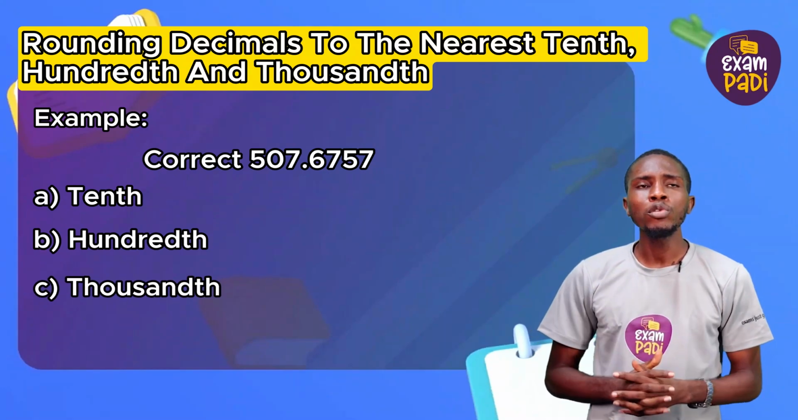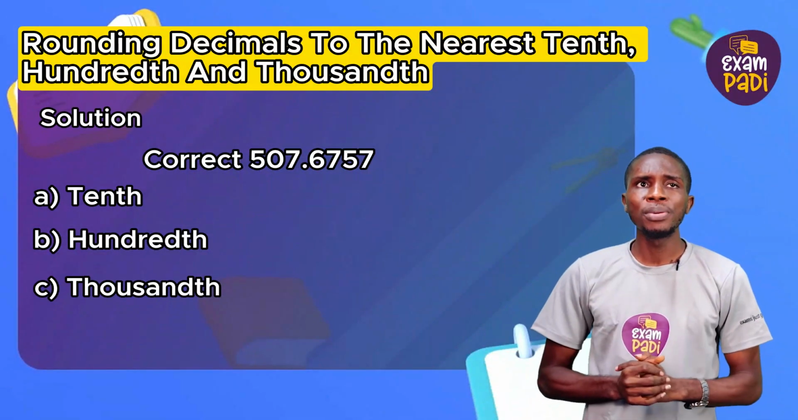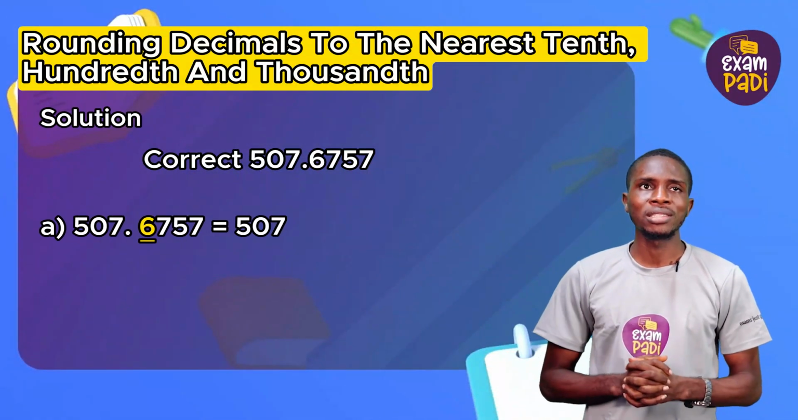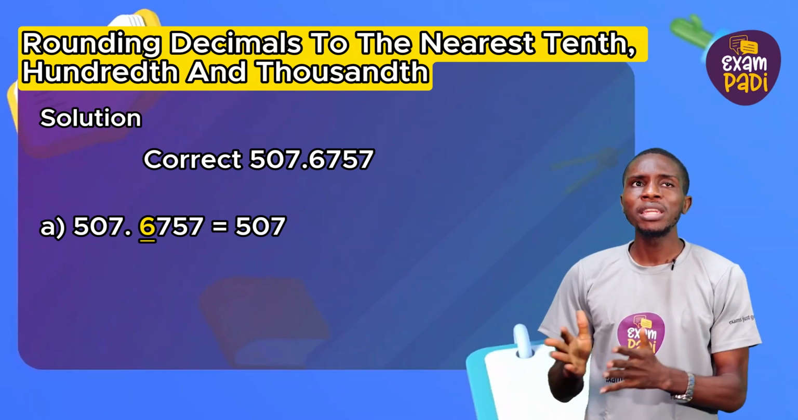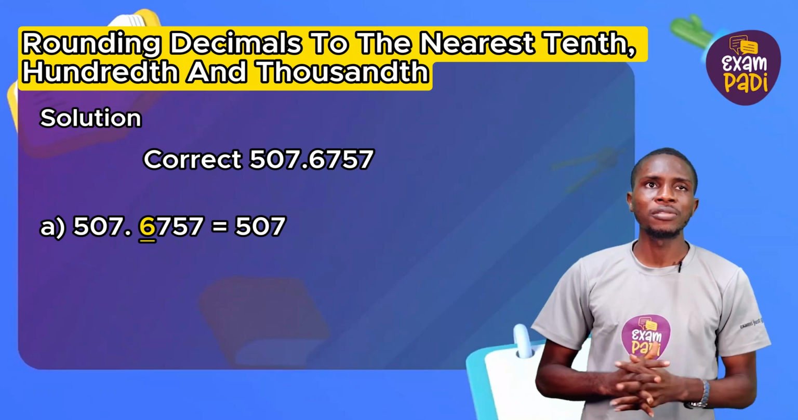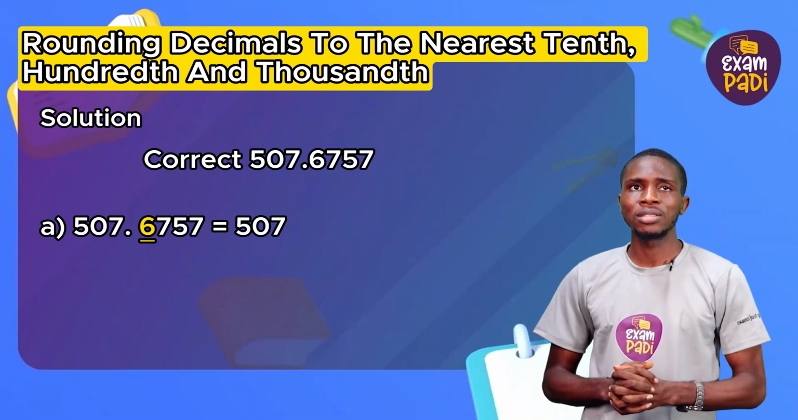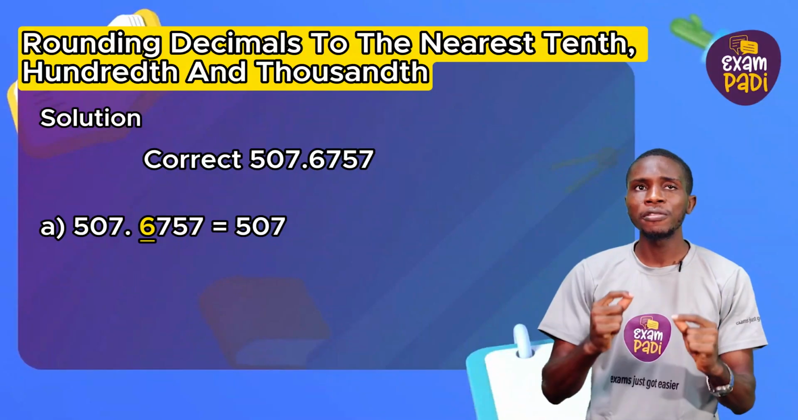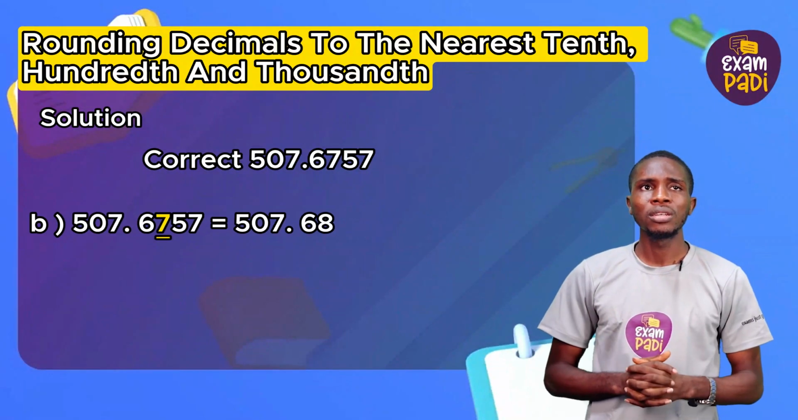A. 507.6757. The first decimal place is 6, which is underlined, which is the tenth position. We have the next number, which is 7. 7 is greater than 5. That is, we will be adding 1 to the 6, and that gives us 507.7. B.